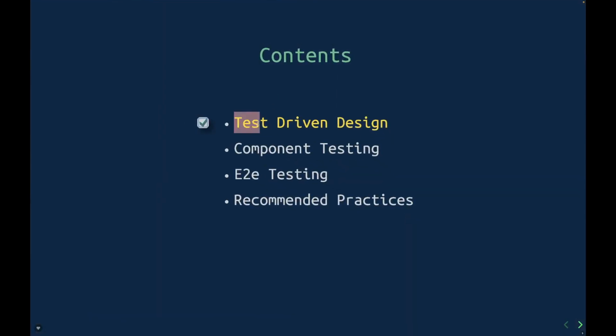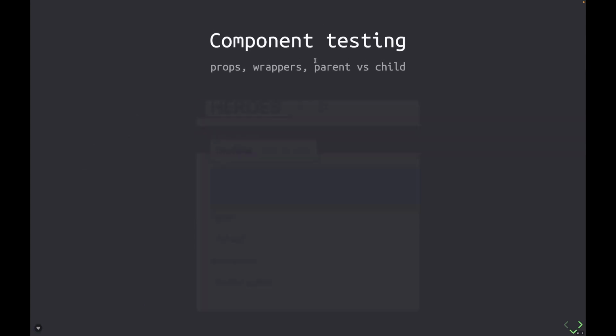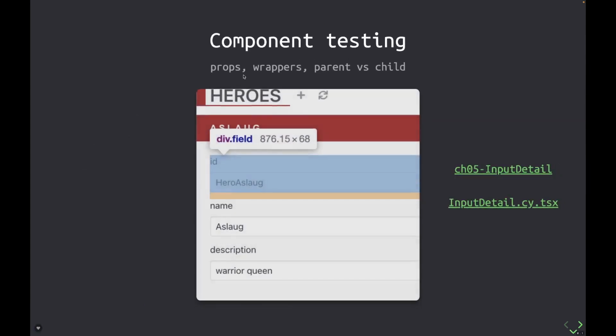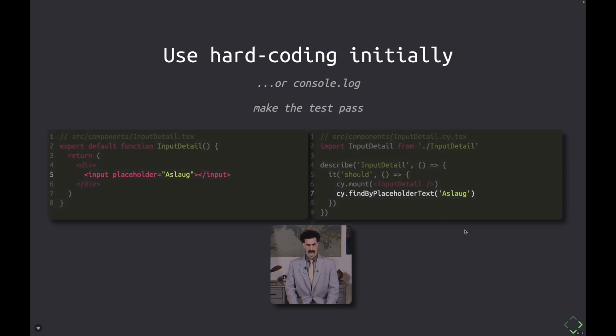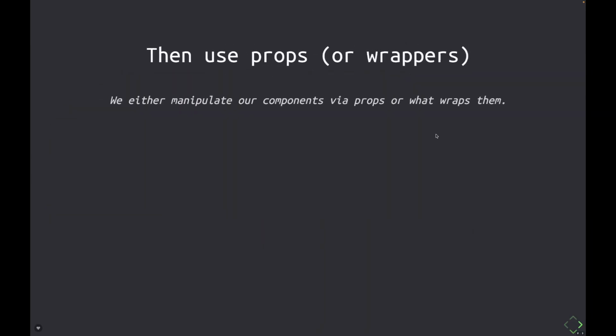So that was a walkthrough of a TDD example with component tests. Now we'll have a second example and some more pointers about component testing, especially about props, wrappers of components, and parent-child relationships. So this example is from chapter 5 of the book, and here's the final code. You can use hard coding initially, or you can use console log to make your test pass. Just hard coding, everything's fine there.